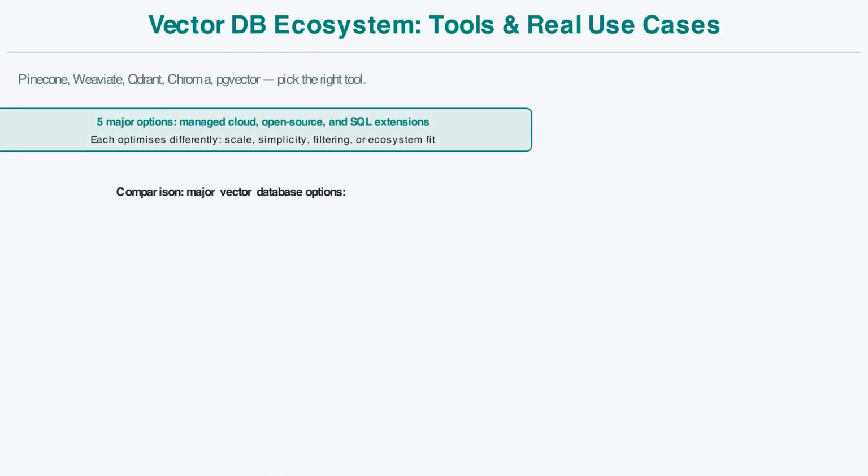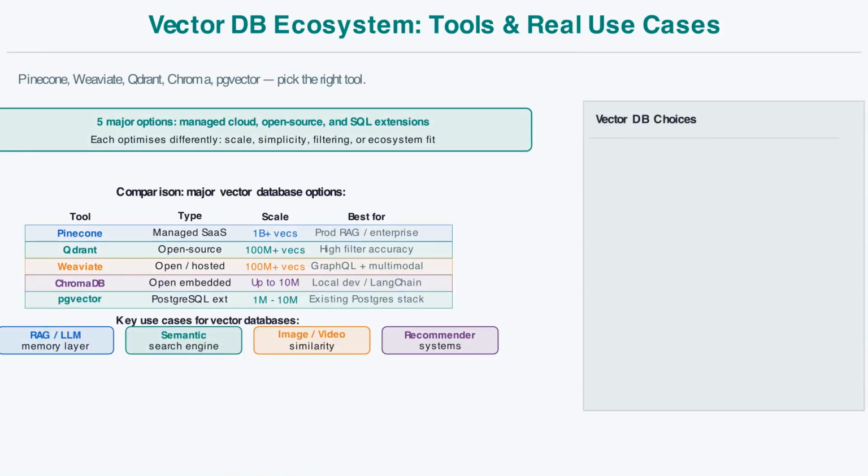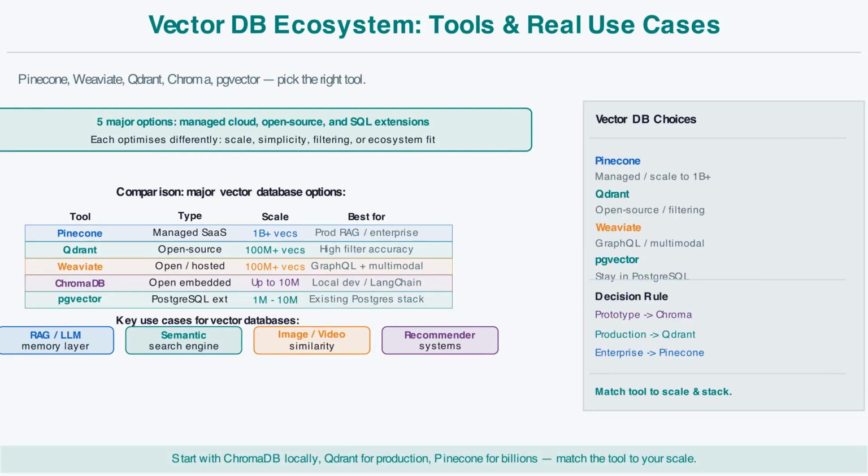There are now 5 major vector database options, each optimized differently. Pinecone is the managed cloud option, fully serverless, scales to over 1 billion vectors, and is the most popular choice for production RAG pipelines. Qdrant is the best open source option, written in Rust, extremely fast, with powerful payload filtering that beats most competitors on recall with metadata filters. Weaviate offers a GraphQL interface and native multimodal support, useful when you are working with both text and images in the same index.